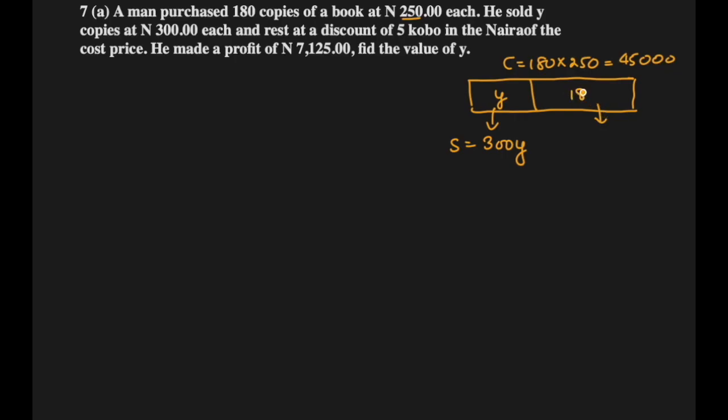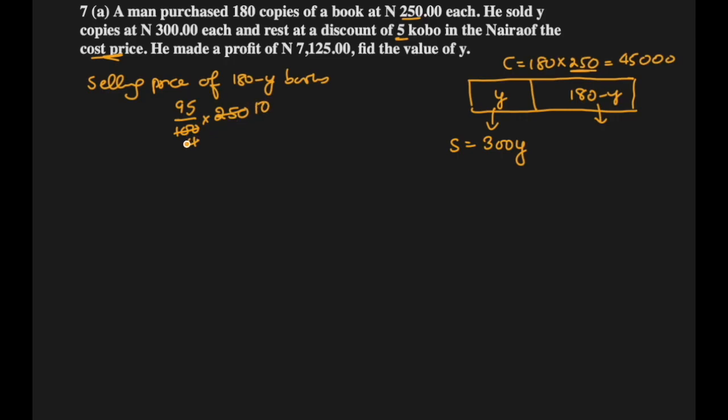Remaining are 180 minus y. From 180 we have removed these y, and they were each sold at a discount of 5 kobo per naira. That means a 5% discount, and that was on the cost price. And we know the cost price is this. Let's find the selling price of the 180 minus y books. So 5% lesser, that means 95% of 250. Whenever we have a loss or discount, we subtract the percentage discount from 100. So 95% of 250. So this is 4, this is 10.